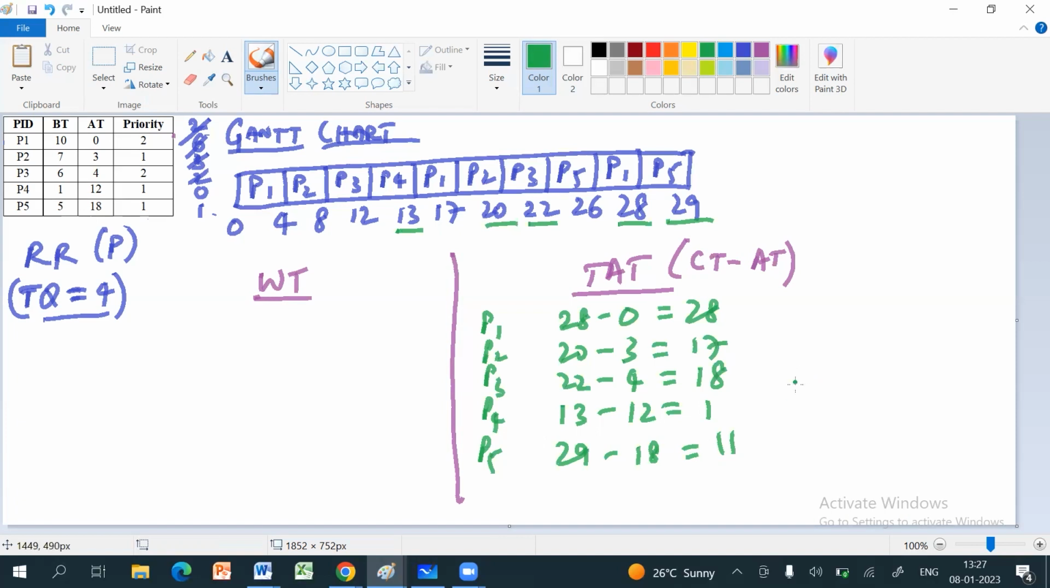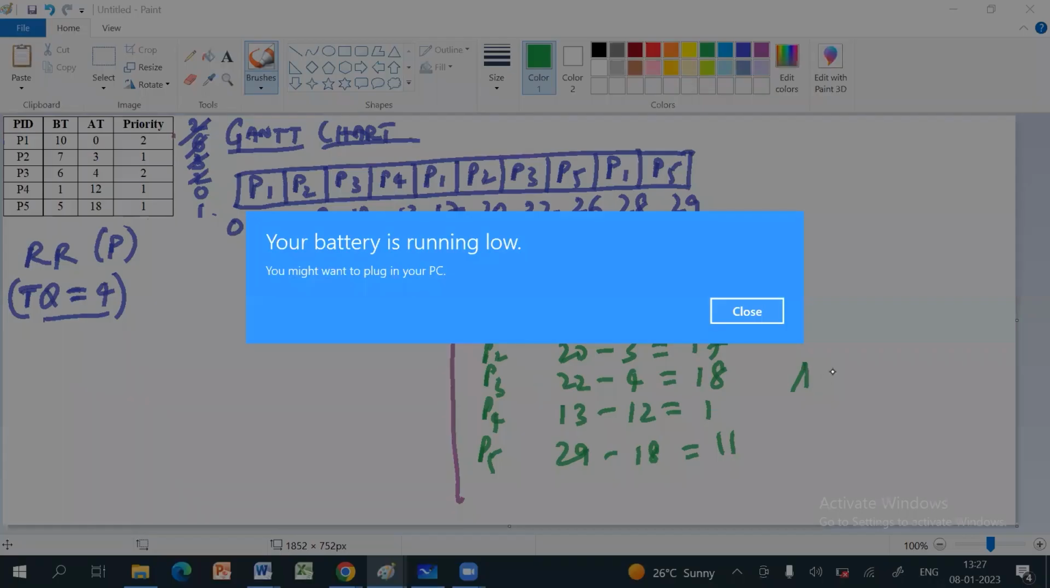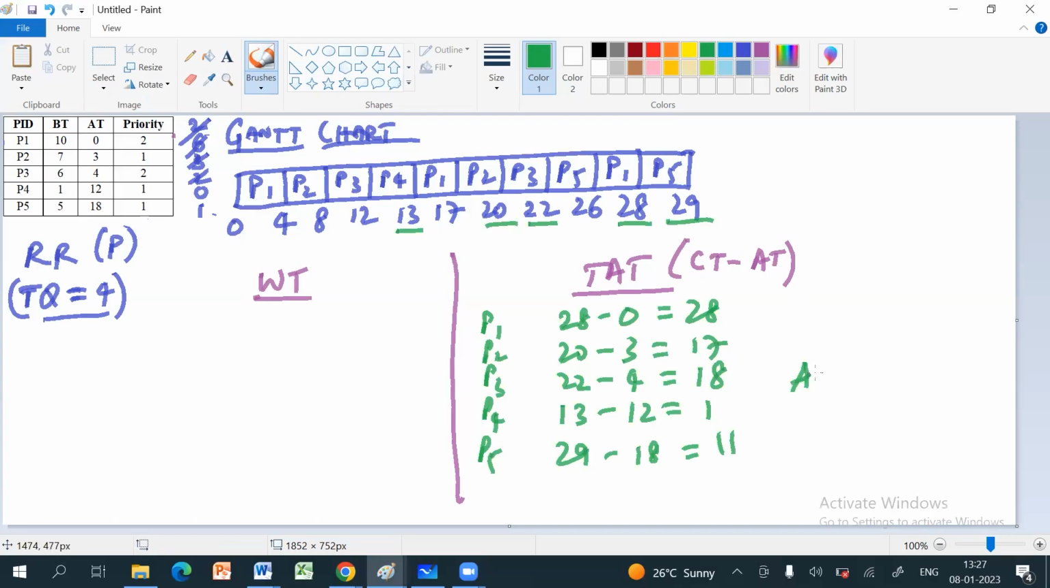So the average turnaround time, I'm sorry, the average turnaround time is the sum of all this, so that would be 45 plus 18, 63, 64, and then 75 by 5, which is, yeah, you can do that. And because the battery is running out, I'm not doing that.